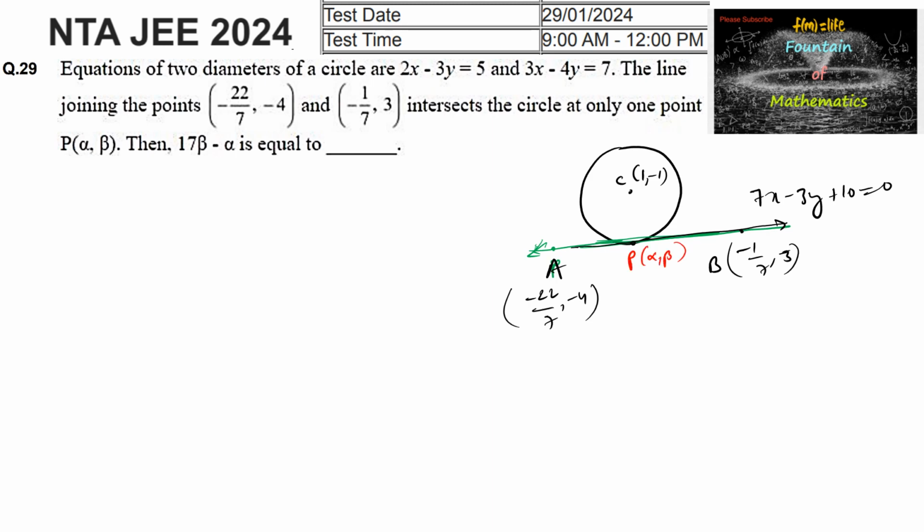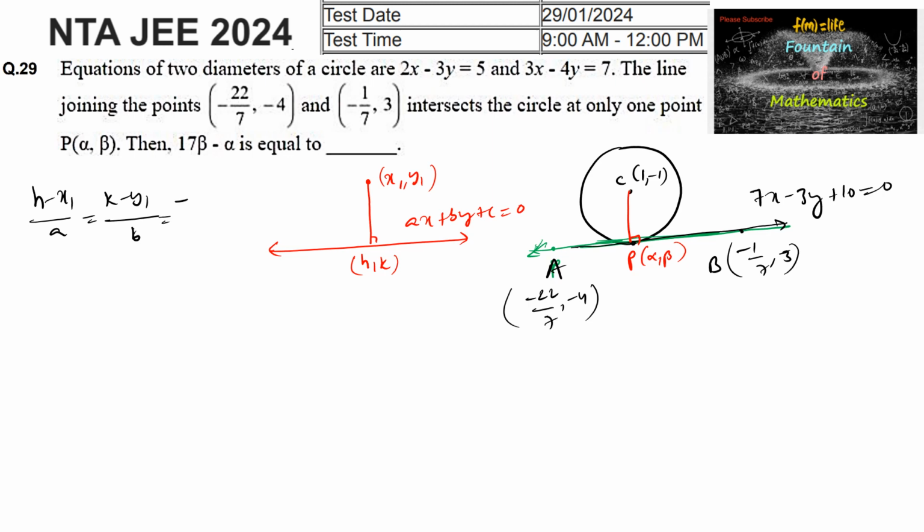alpha comma beta, where we can say that it's the foot of the perpendicular from the point C upon the line. So we know the concept. From a point x1 comma y1, the foot of the perpendicular upon the line ax plus by plus c is equal to 0, say h comma k, is given by h minus x1 upon a is equal to k minus y1 upon b is equal to minus of ax1 plus by1 plus c upon a square plus b square.